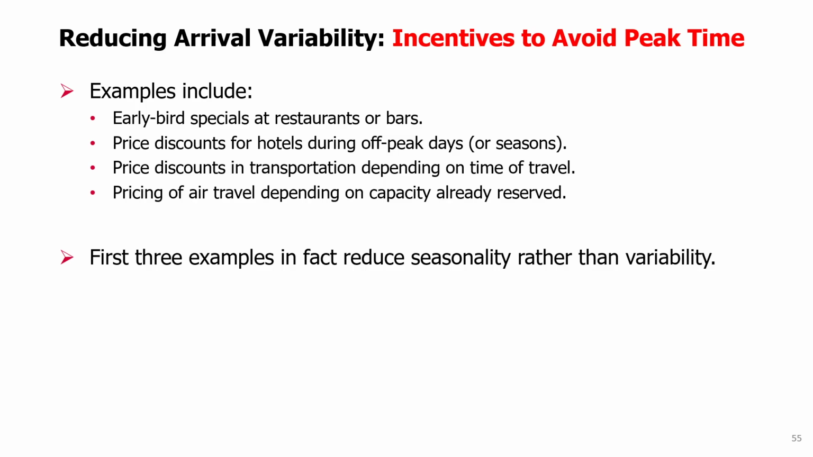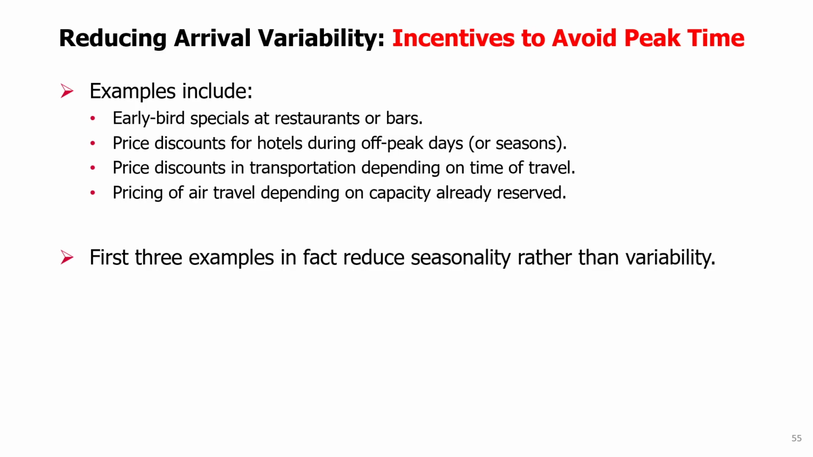Actually, the first three examples here, the early bird specials in restaurants and bars, the pricing discounts in hotels, and in public transportation, are ways to reduce seasonality, right? Because we know certain times or days have lower demand, and at other times there's higher demand, and we are trying to shift customers from higher demand time periods to lower demand time periods. And this actually reduces seasonality.